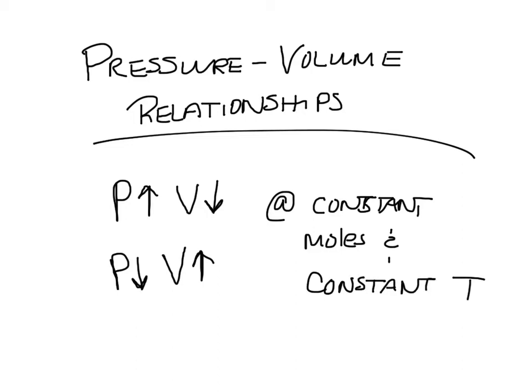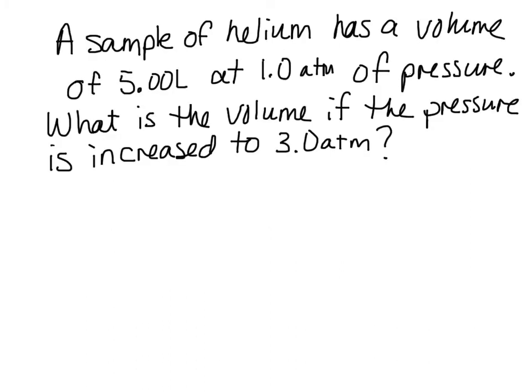Okay, so let's look at a few problems and some of the problems from one of your worksheets. Okay, here's our first example. A sample of helium has a volume of 5 liters at 1 atmosphere of pressure. What is the volume if the pressure is increased to 3 atmospheres? Right off the bat, let's figure out what we're talking about. We're talking about volume and pressure. What does the problem tell us? Let's anticipate what our answer should look like. They want the final volume if the pressure is increased.